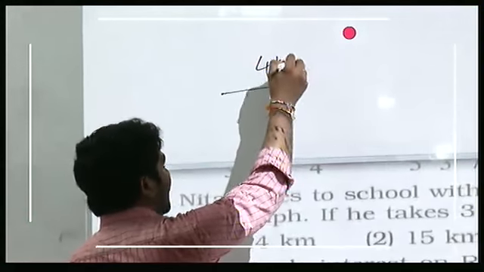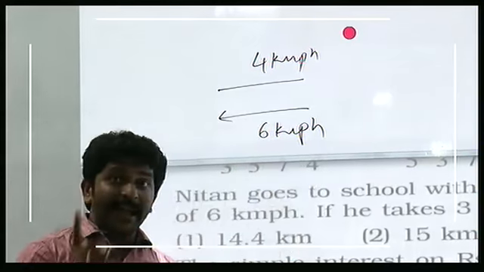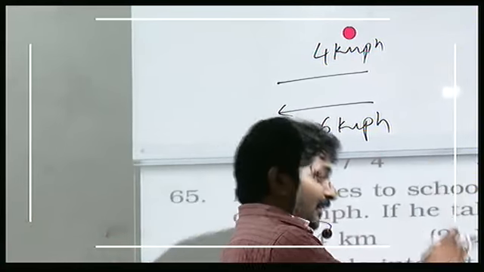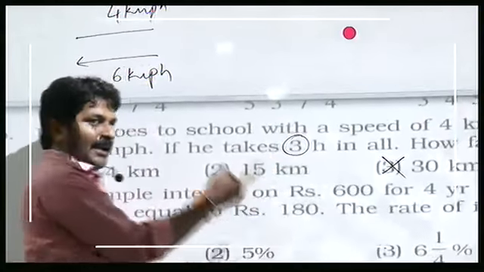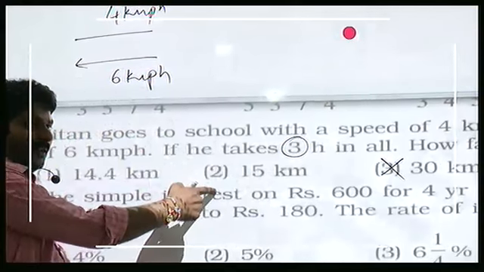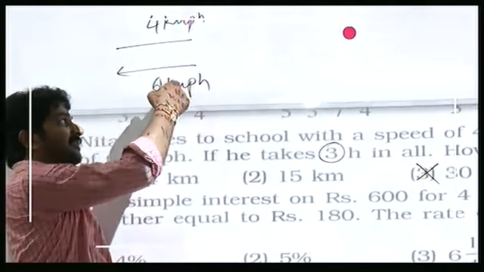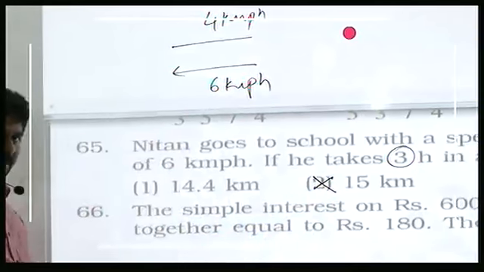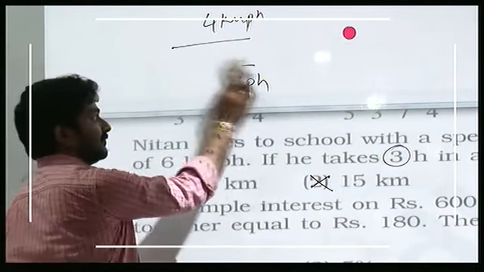Onward 4 km per hour, return journey 6 km per hour. If you calculate average speed, it will definitely not be 5. Yes or no? Here it is 5 times 3 is 15. If in 3 hours the average speed were 5, only in that case you would have 15. In this case you will never get average speed as 5. So this cannot be your answer. Answer is 14.4. Need not touch the question.